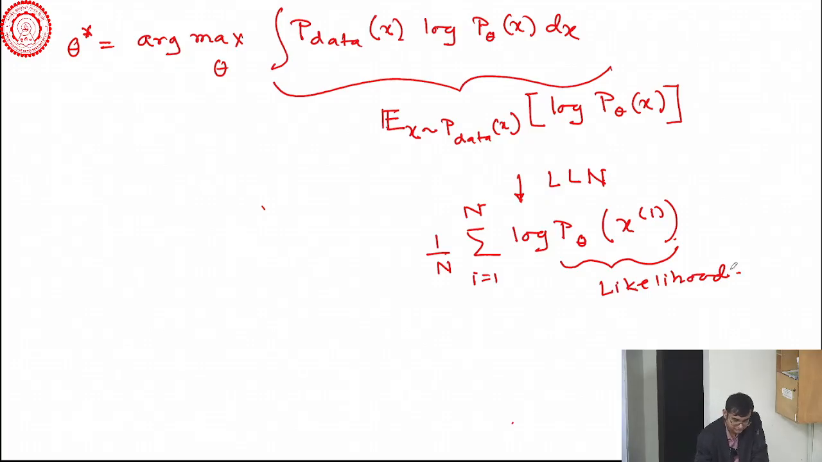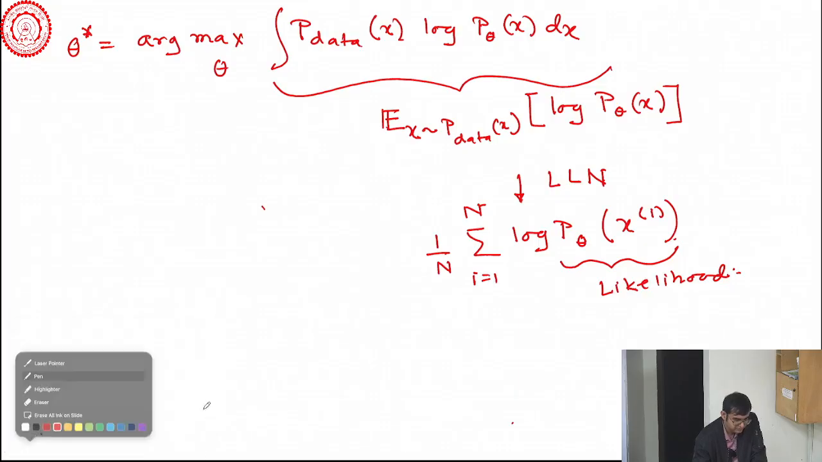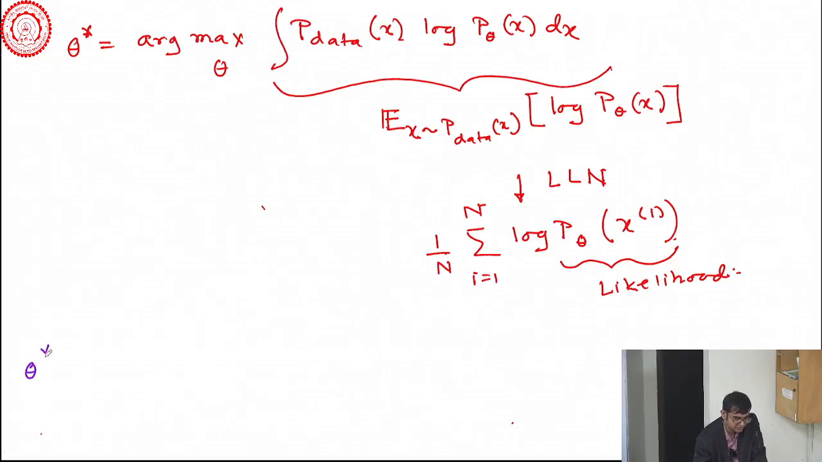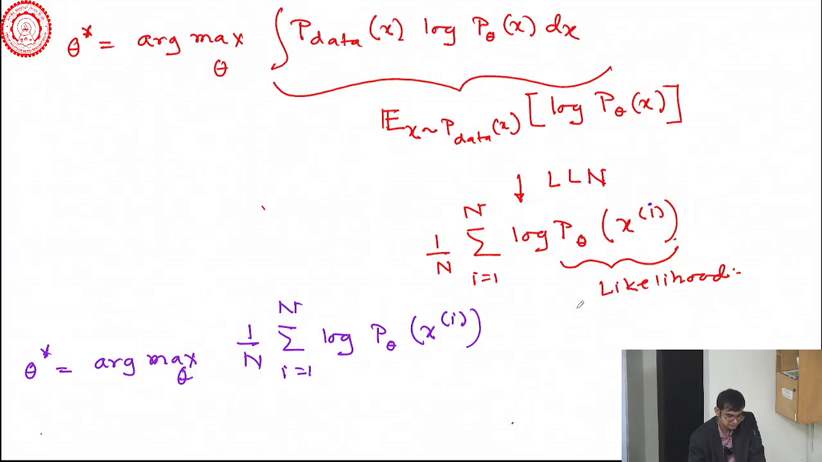With this, we are not yet done actually, but let me summarize whatever is done and then we will proceed. My problem statement now is theta star is equal to arg max over theta of 1 by n, you can keep it or remove it, doesn't matter, summation of log p theta of x i. This is i, by the way, not 1. This is my new problem statement.